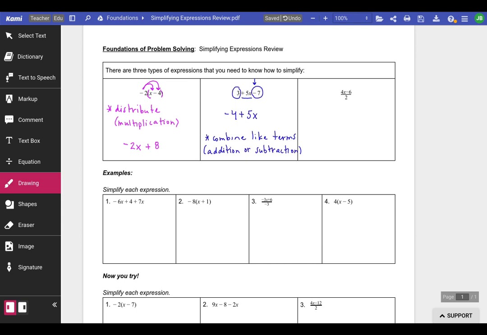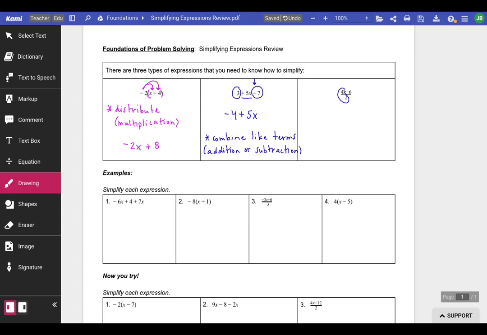All right, then the last type looks like this last one where we have a fraction. We've got two parts on top and one on the bottom. And I want to simplify that so I don't have a fraction. So here's how we're going to do that. I'm going to take both parts on top and split it up. So I'm going to look at 4x over the 2.